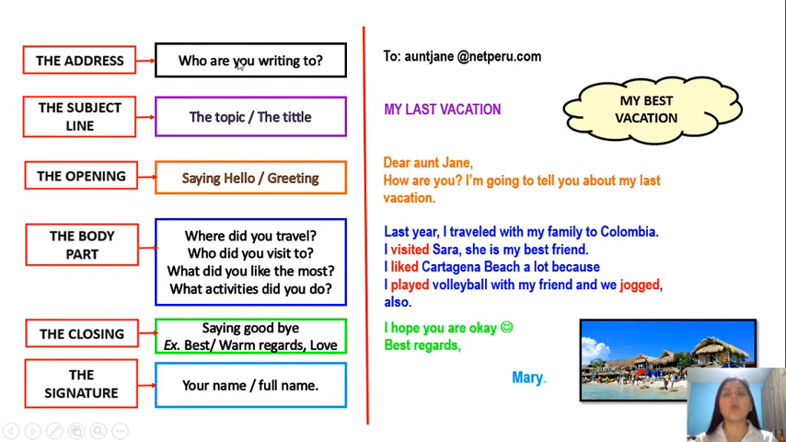Who is the person? Who is going to receive the email? In this case, I'm writing to my Aunt Jane, right? I write the email of my Aunt Jane. The subject line, the topic, or you can also say the title. If it's better for you to remember, you can say the title too.